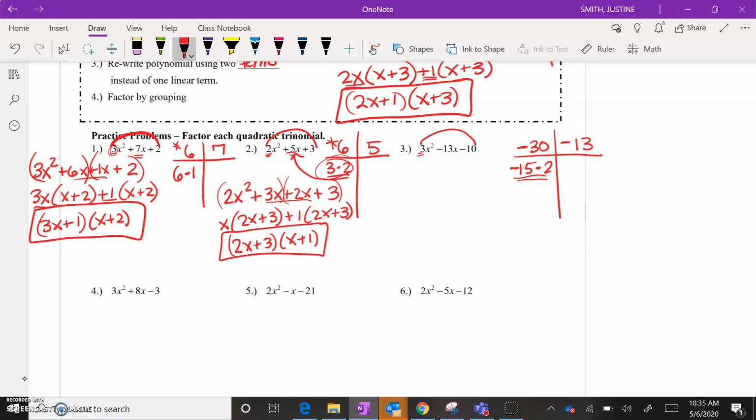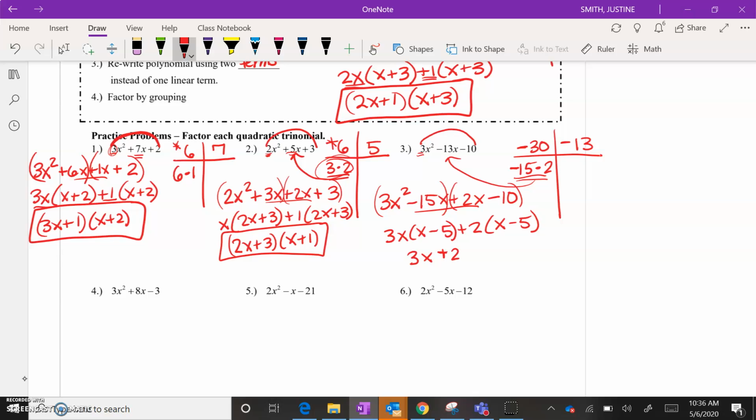Okay, so now I'm taking these values and plugging them in for that 13x. So I have 3x squared minus 15x plus 2x, because again, that would give me negative 13x, minus 10. So now I'm just going to group these here. So I can take out a 3x to get x minus 5. I can take out a 2 to get x minus 5. So that leaves me with the 3x plus 2 and then the x minus 5.